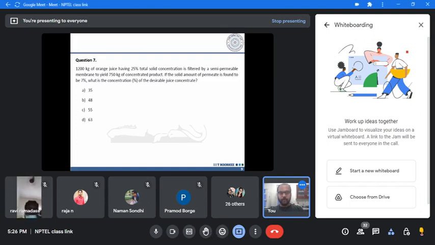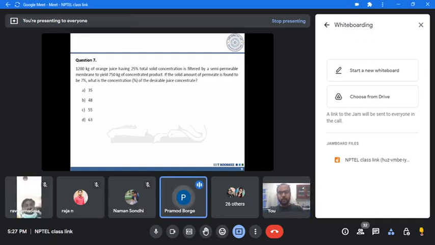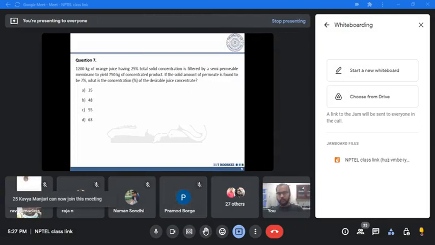Can you see my whiteboard? Hello, whiteboard. Can you see my whiteboard? Or you can see na?